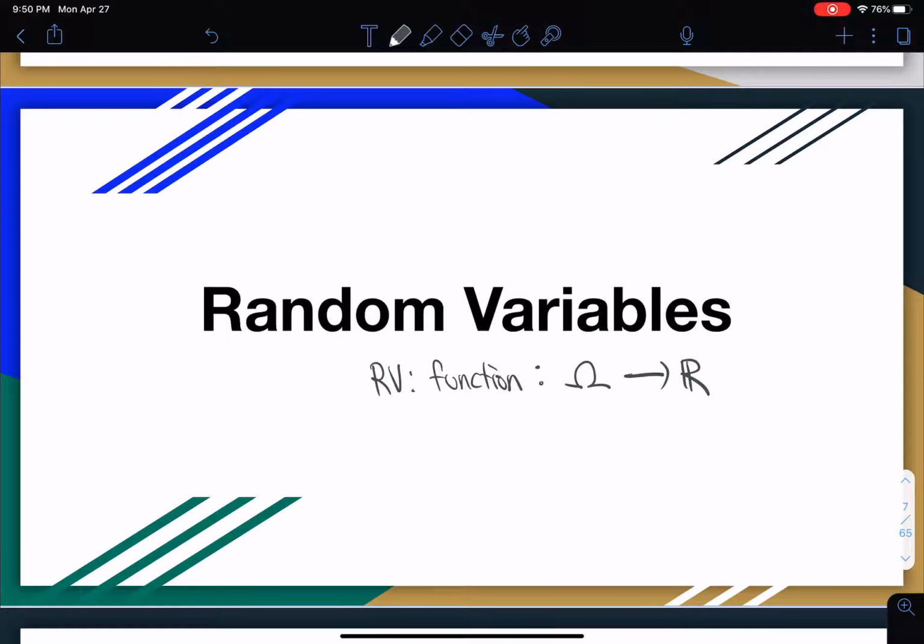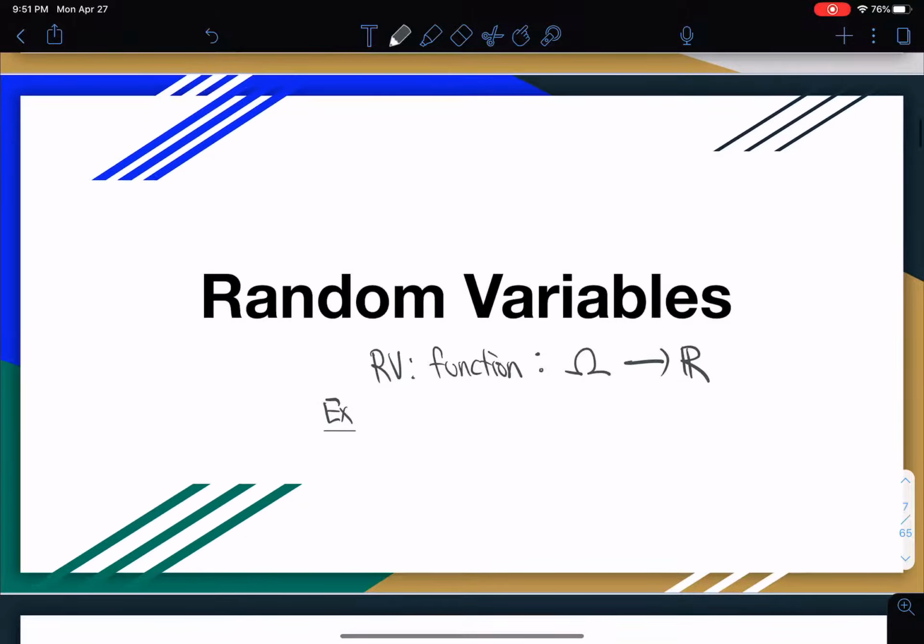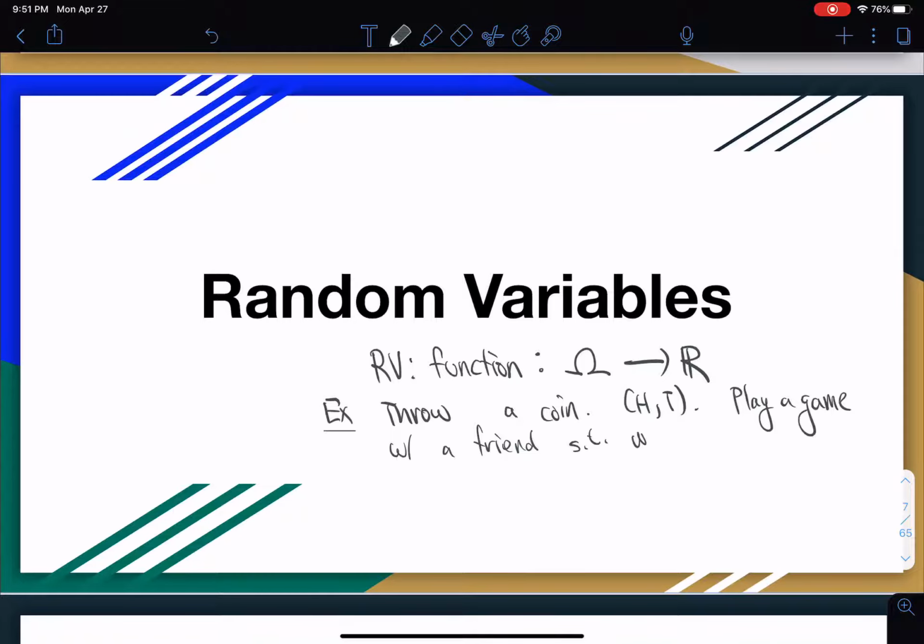So, what does that mean? For example, let's say we are throwing a coin, and a coin either comes up heads or tails, and we are playing a game with a friend, such that when you get a head, you get +1, and 0 otherwise.